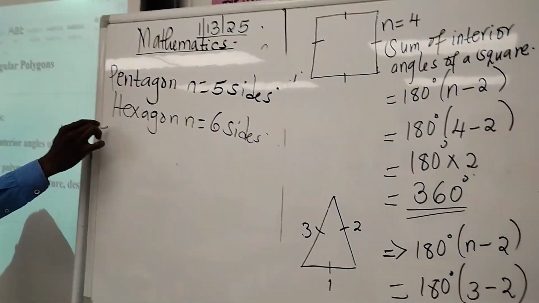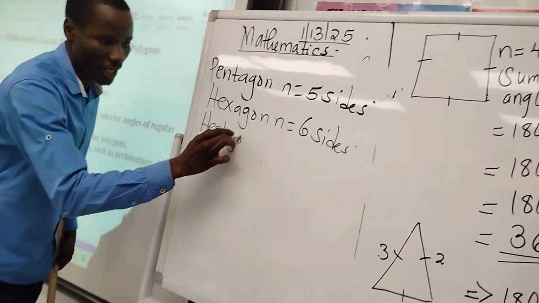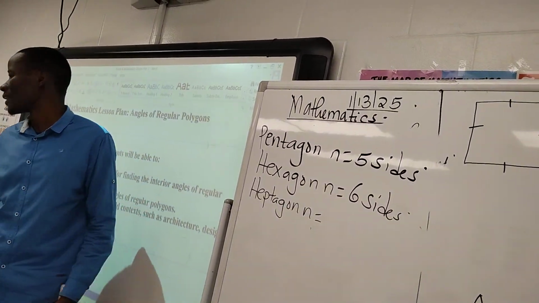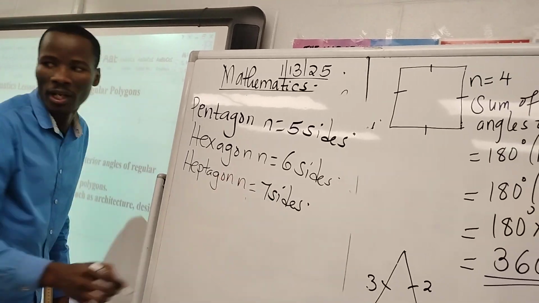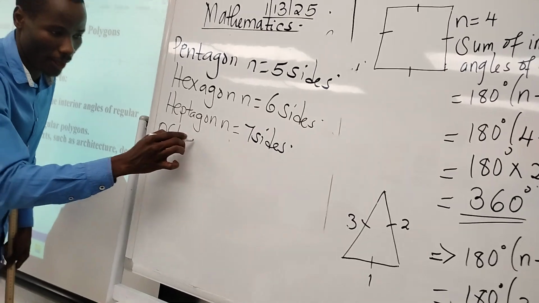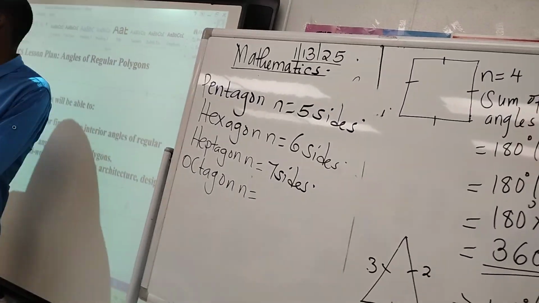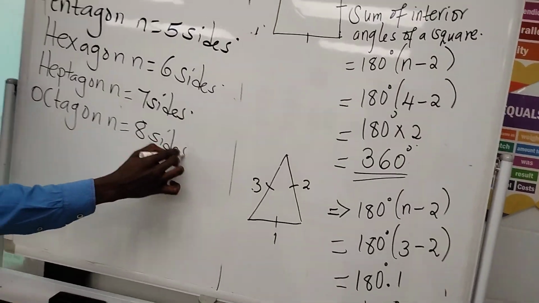We go on. After hexagon, we have a heptagon. N is equal to what? Who can tell us? Leila? 7. N is equal to 7 sides for a heptagon. From a heptagon, we have an octagon. Who will tell us how many sides an octagon has? Yes, Inshallah? 8 sides. Good. N is 8 sides.